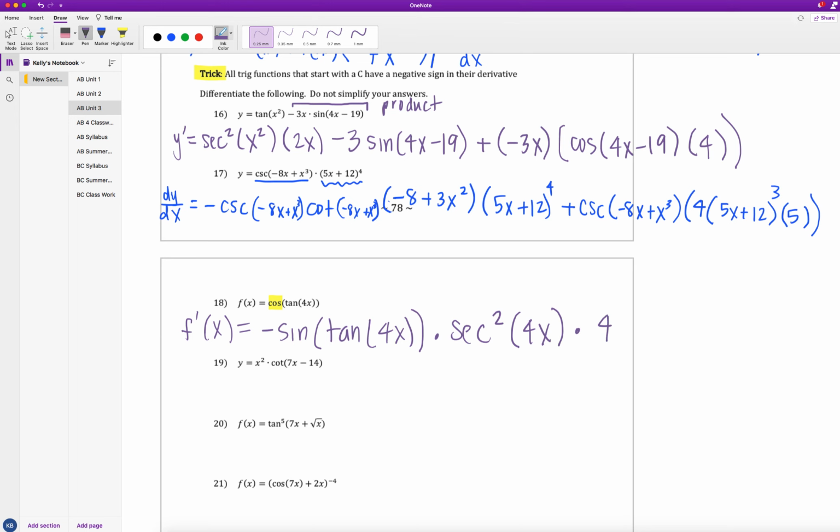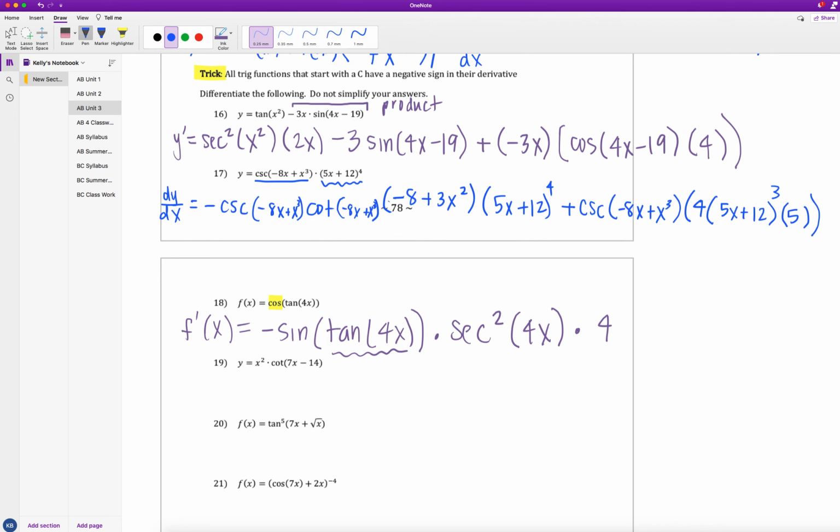So we have a double chain rule here. I have cosine of tangent of 4x, so I have to first do the derivative of cosine, which is negative sine. Keep that whole inside function the same, so tangent of 4x. Now I'm just taking the derivative of tangent of 4x. That also involves a chain rule. Derivative of tangent is secant squared. Keep the 4x the same, times the derivative of 4x is 4.